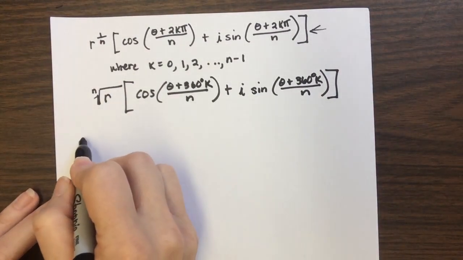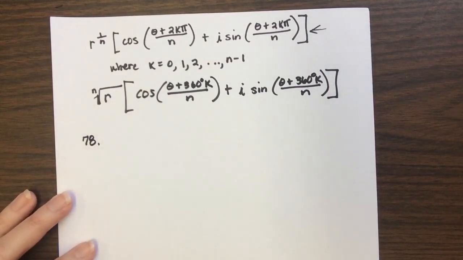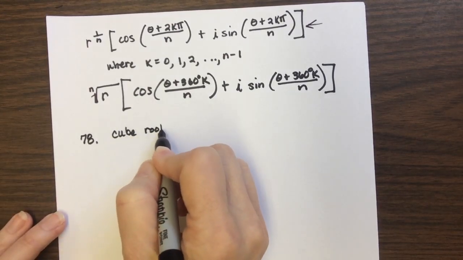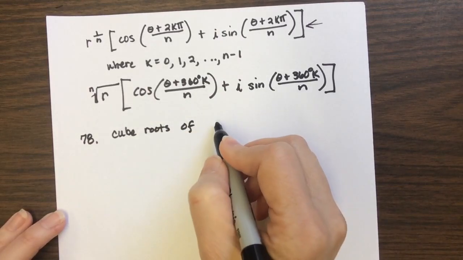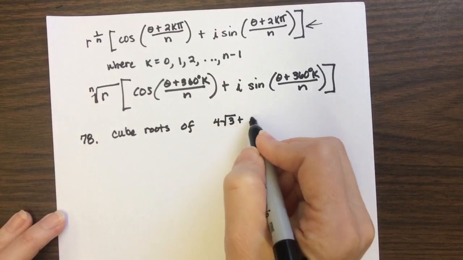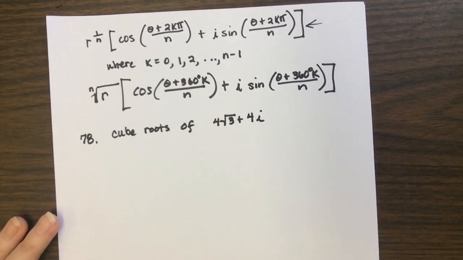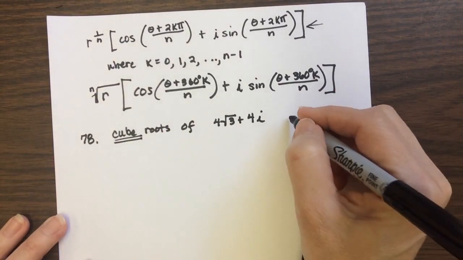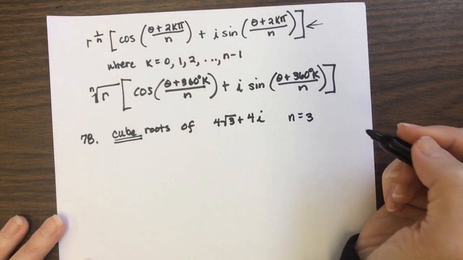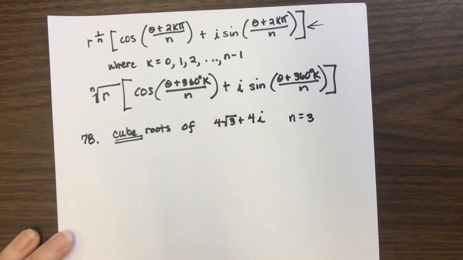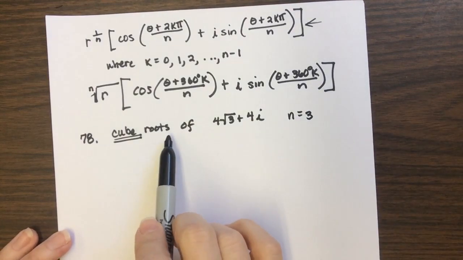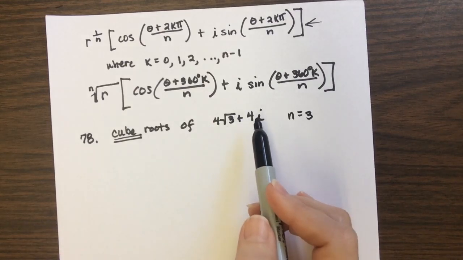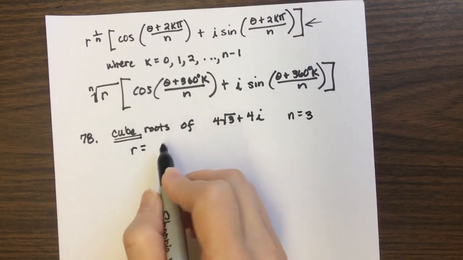Alright, so I'm going to do number 78 from this section. Number 78 asks for the cube roots of the complex number 4 times the square root of 3 plus 4i. Alright, so if I'm looking for the cube roots, that is my n value. So n in this case is 3. Alright, let's go ahead and find the polar form of this complex number. To put it in polar form, we need r, we need theta. Alright, we already have done this several times. We know how to find r.